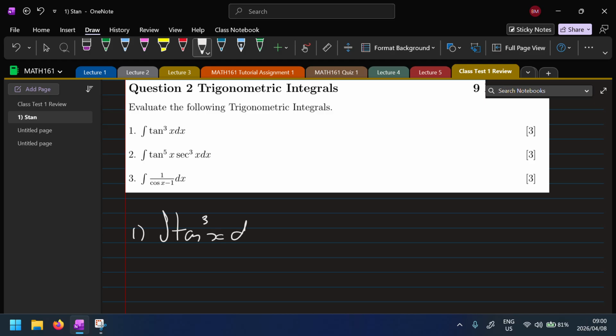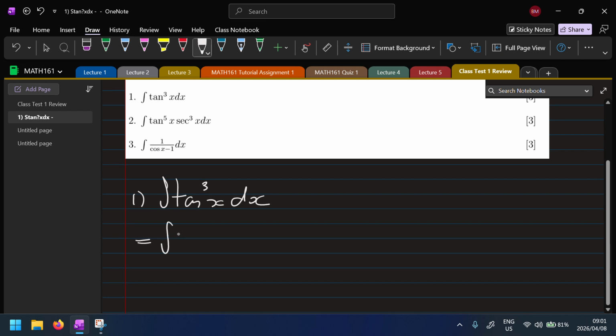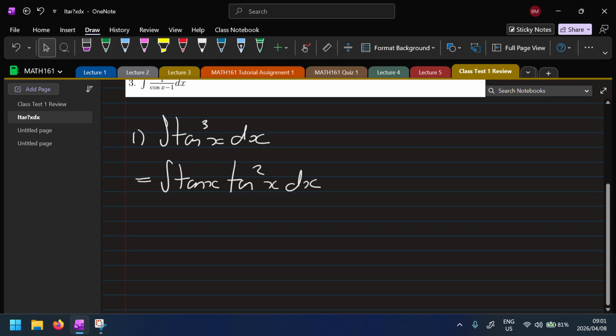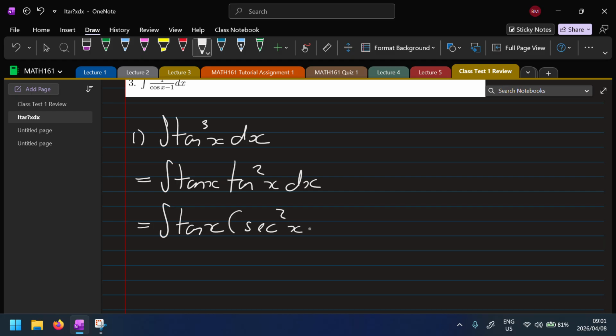Integral tan cubed. Okay, like we did in class, if it's odd power, we want to change that to even. Because if it's tan squared, we can do the sec squared minus 1. So here we're going to split it into tan and tan squared, so we can use that identity. So if it's odd, you split it up so you have an even part to it. Then tan squared, we can replace with sec squared minus 1.